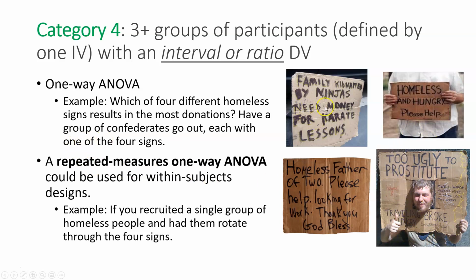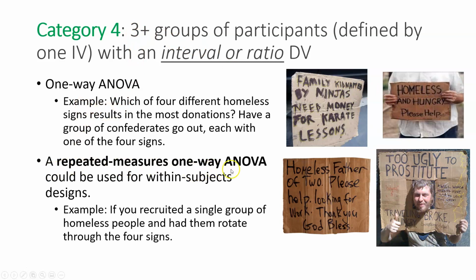But in a situation like this, you could count up the money, the average amount of money donated to the person who's holding each of these 4 different signs. And that would allow you to measure on an interval or ratio scale your dependent variable, money, across different numbers of groups. So here we have 4 different groups, and that's your independent variable.